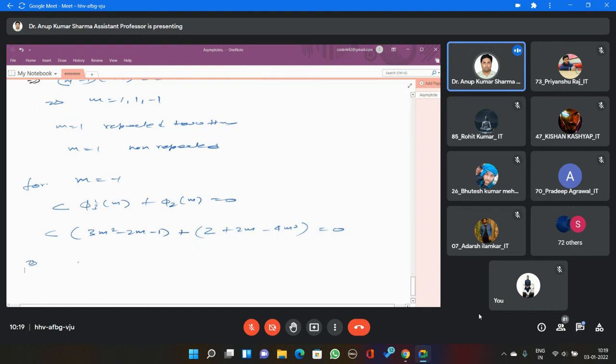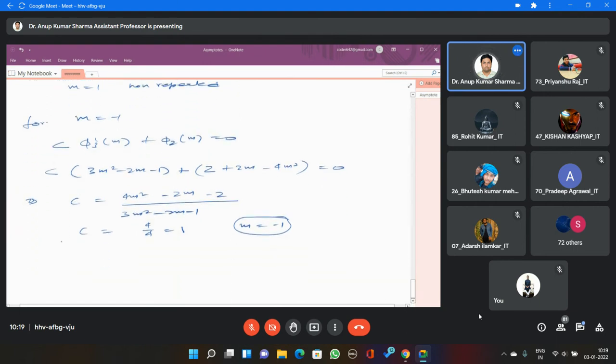This implies that c is equal to, after adjusting the negative terms, 4m square minus 2m minus 2, divided by 3m square plus 2m minus 1. This is c, and after that we put the value of m. When we take m is equal to minus 1, this is 4 upon 4, which is equal to 1.